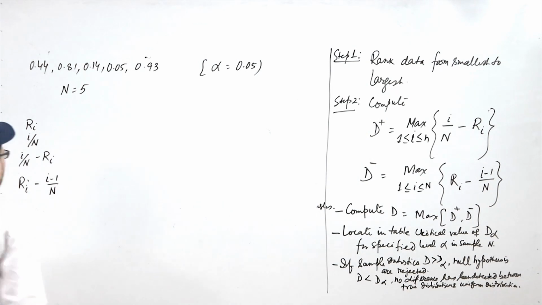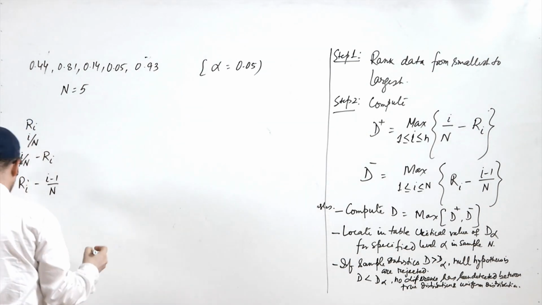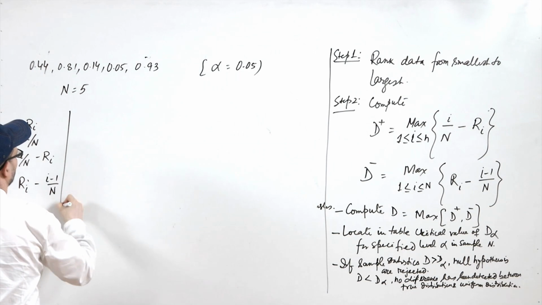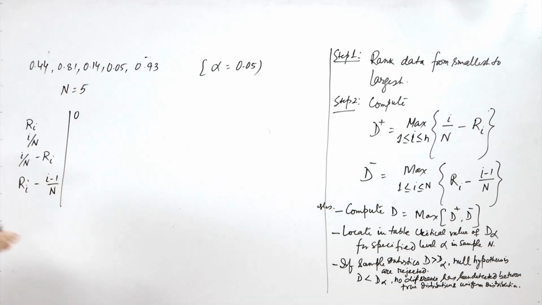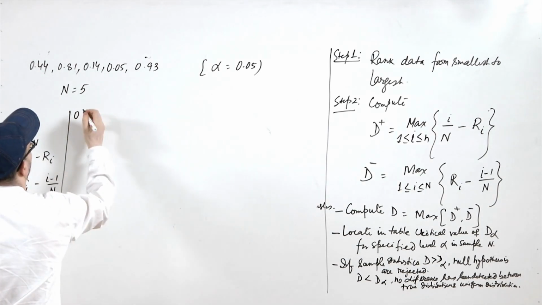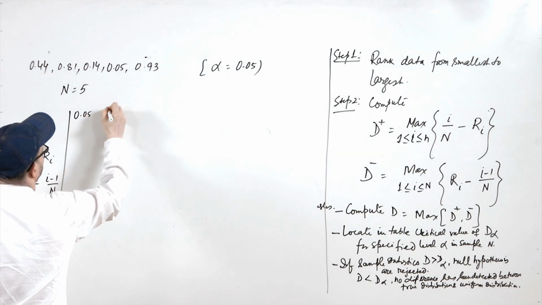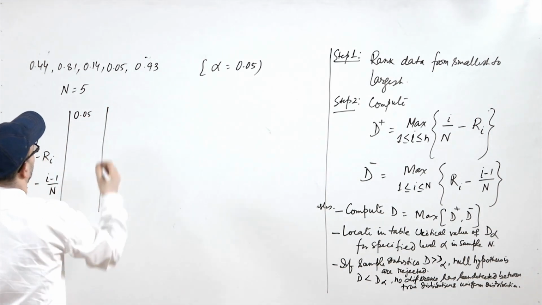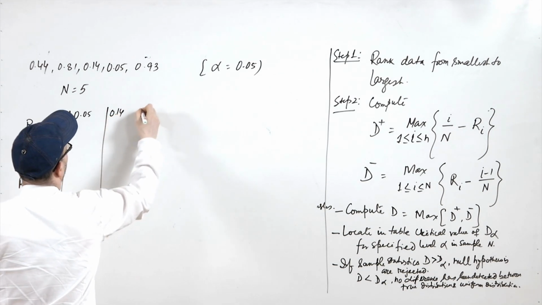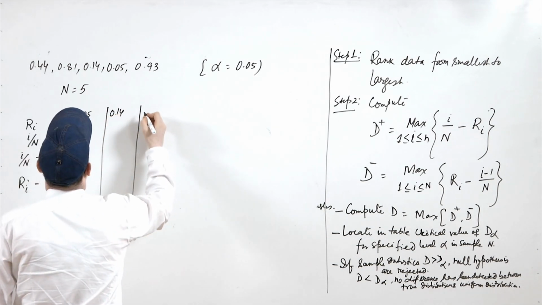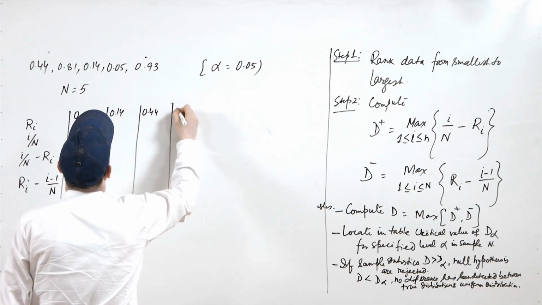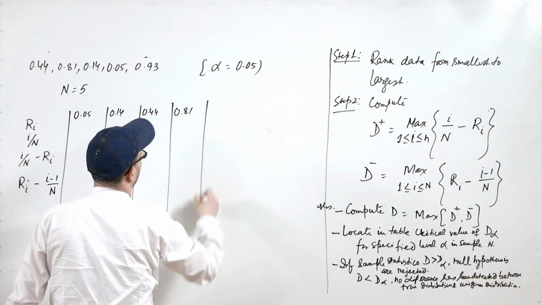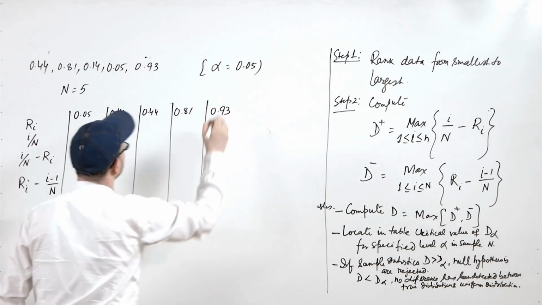Now, for every i, first of all you are going to take the numbers in increasing order. So, in increasing order, the first number will be 0.05, the second number 0.14, the third number 0.44, the fourth number 0.81 and the fifth number 0.93.